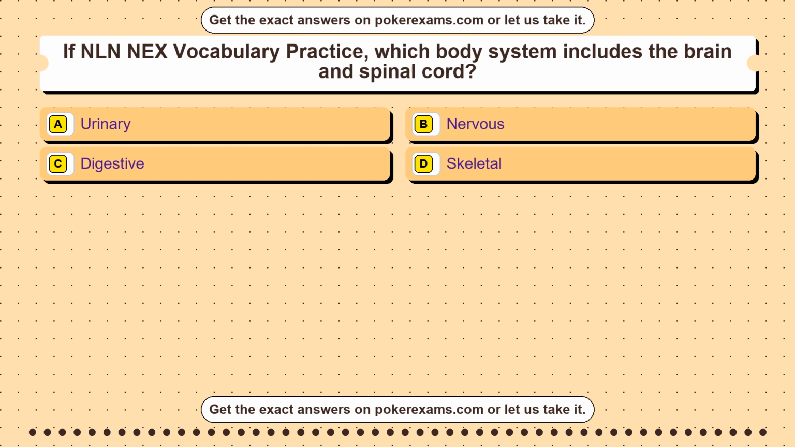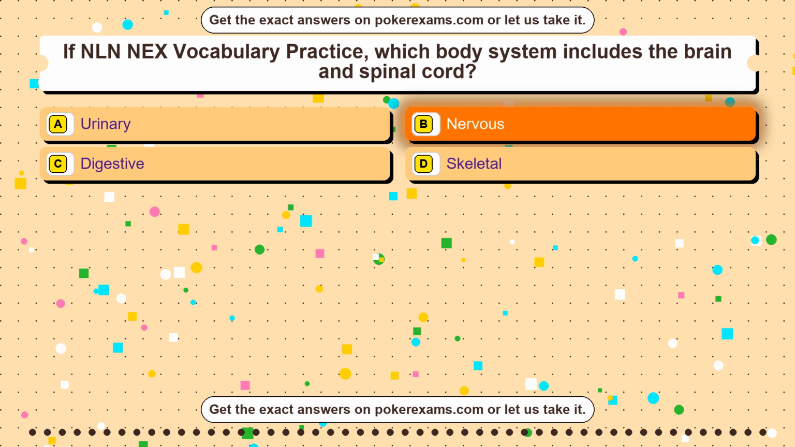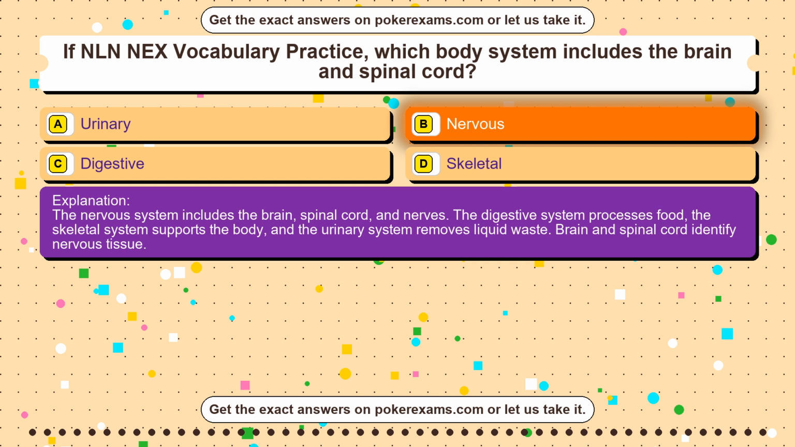Question 20. If GED test prep, which punctuation mark separates items in a simple list? Option A colon only. Option B comma. Option C apostrophe. Option D hyphen. The correct answer is option B. Commas separate items in a simple list. Apostrophes show possession or contractions, hyphens join certain words, and a colon can introduce a list but does not separate each item. The list clue points to commas.